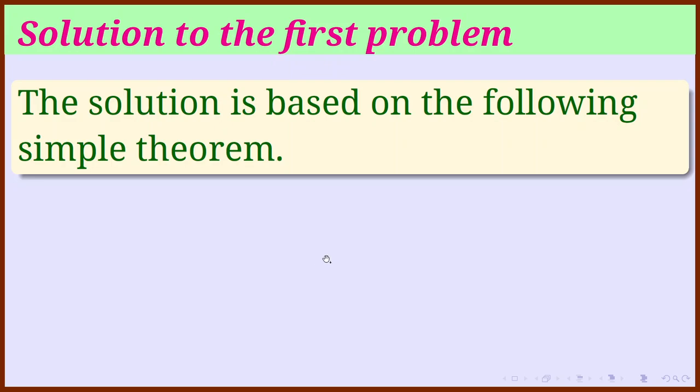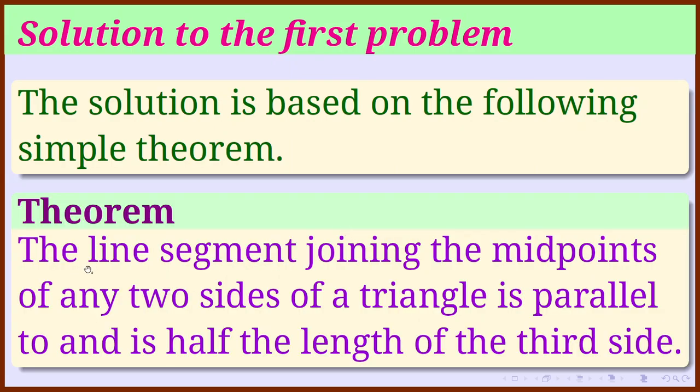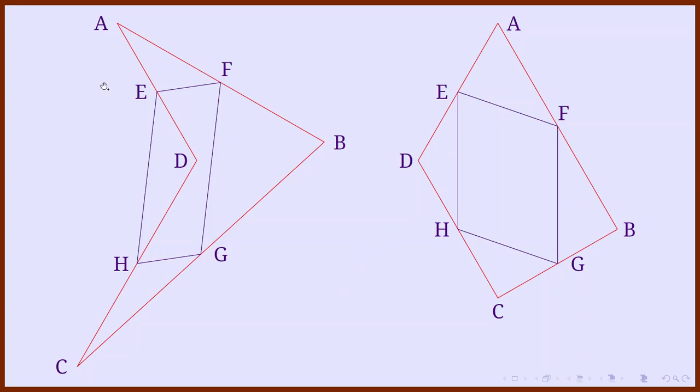Proof is actually based on this theorem, which is like this. The line segment joining the midpoints of any two sides of a triangle is parallel to and is half the length of the third side. So we'll use this theorem to solve the first problem. So our problem is this, that we have to show that EFGH is a parallelogram.